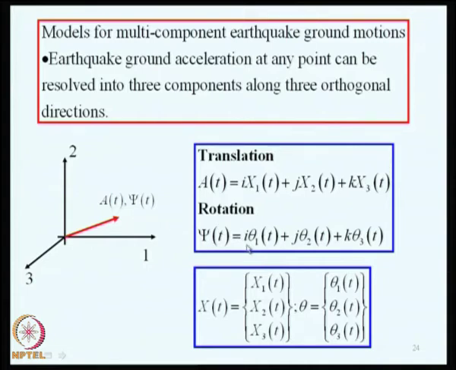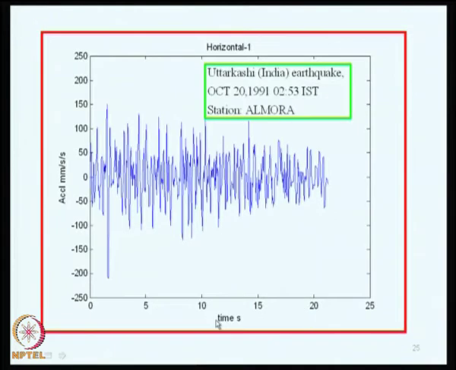It can be resolved into 3 components, theta 1, theta 2, theta 3, and we can write psi of t as i theta 1 plus j theta 2 plus k theta 3. So, i, j, k are unit vectors along 1, 2, 3. Alternatively, I can assemble these components x1, x2, x3 into a vector x of t and theta 1, theta 2, theta 3 into a vector theta of t, and we try to model x of t and theta of t as vector random processes. We will focus our discussion on modeling of x of t, that is, acceleration associated with translations.